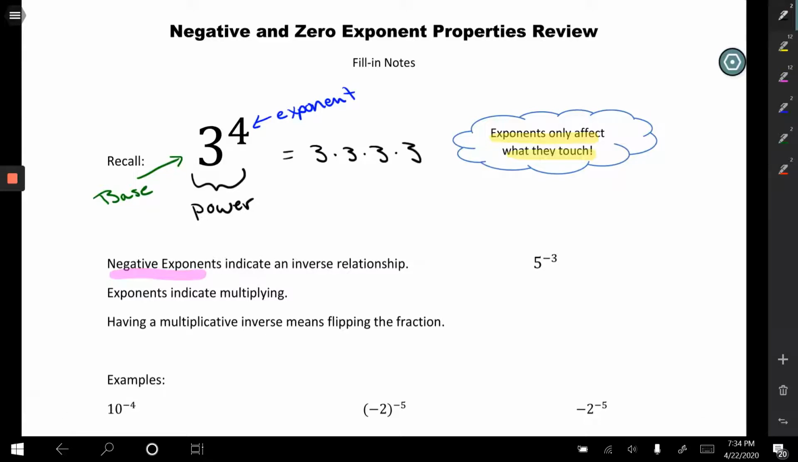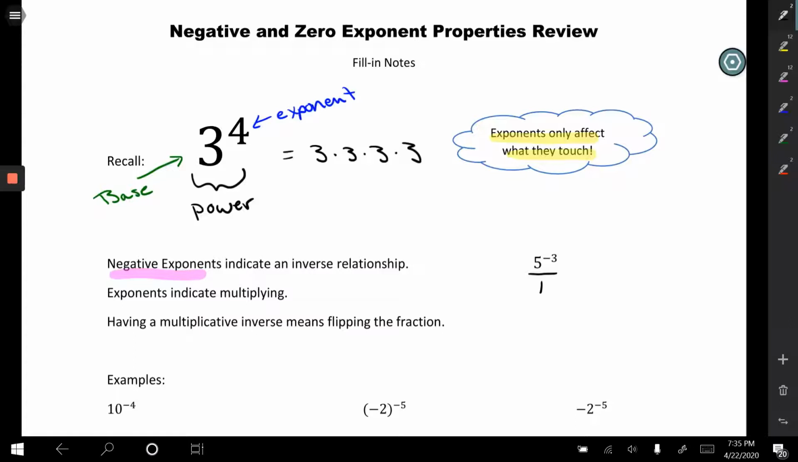What it means is that I'm actually going to be using the multiplicative inverse, which means I'm going to take that power and flip it to the other side of the fraction. So what I see here for my example is I have 5 to the negative 3 power. And I could think of this as being in a fraction where I've got a 1 on the bottom. So the negative 3 as the exponent means that I'm actually going to have the inverse.